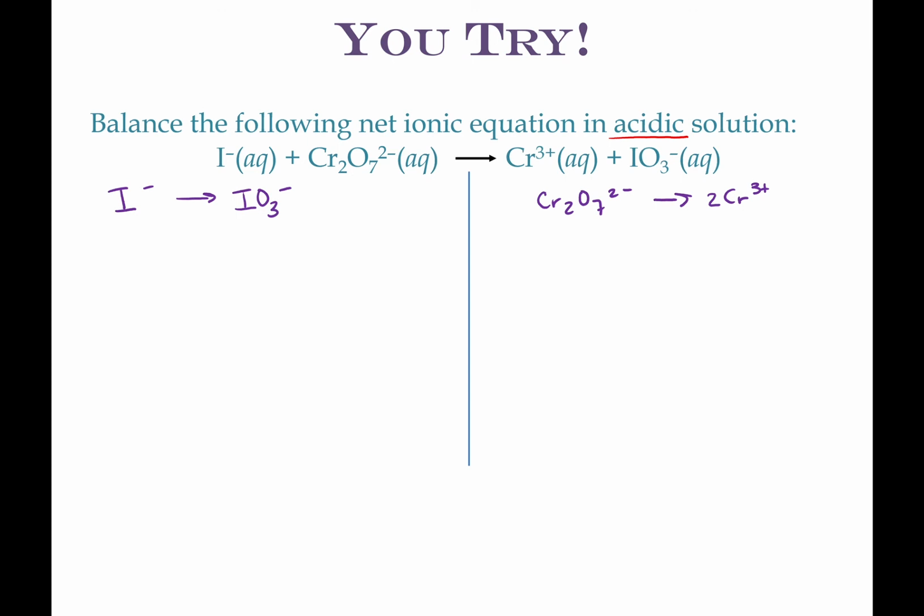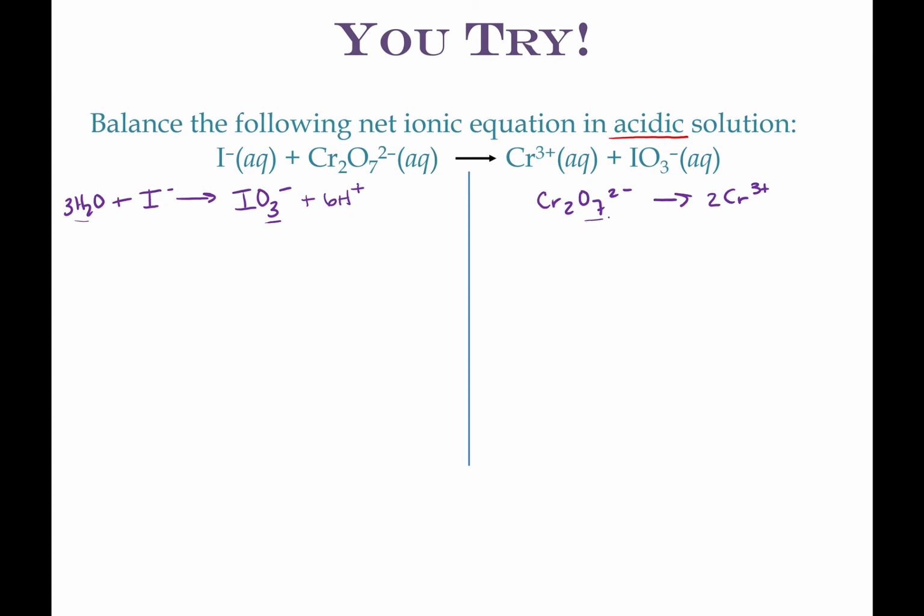Balance for oxygen by adding water to the side that is oxygen deficient. I'm just going to make that a little smaller. So we need to add 3 oxygens, so we add 3 water. And that's good for oxygen. Then we are going to balance for hydrogen by adding H plus to the side that's hydrogen deficient. So we have 6 hydrogen over here. We're going to add 6 H plus to this side.